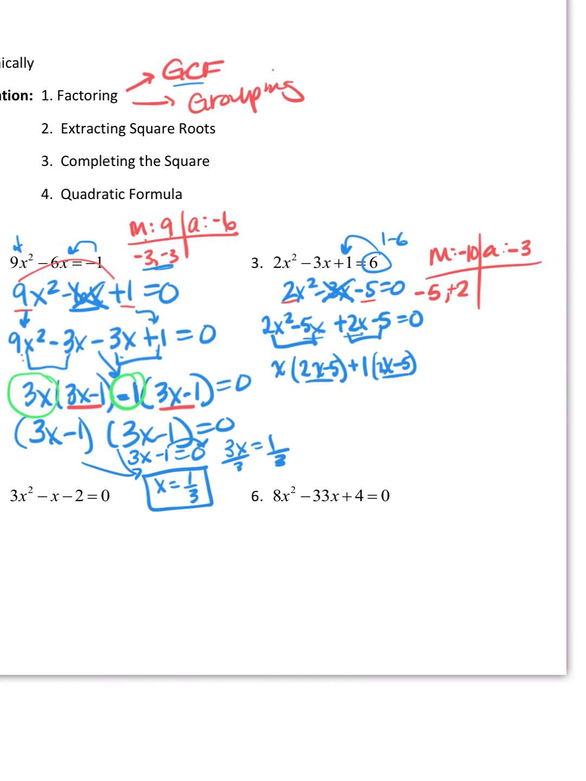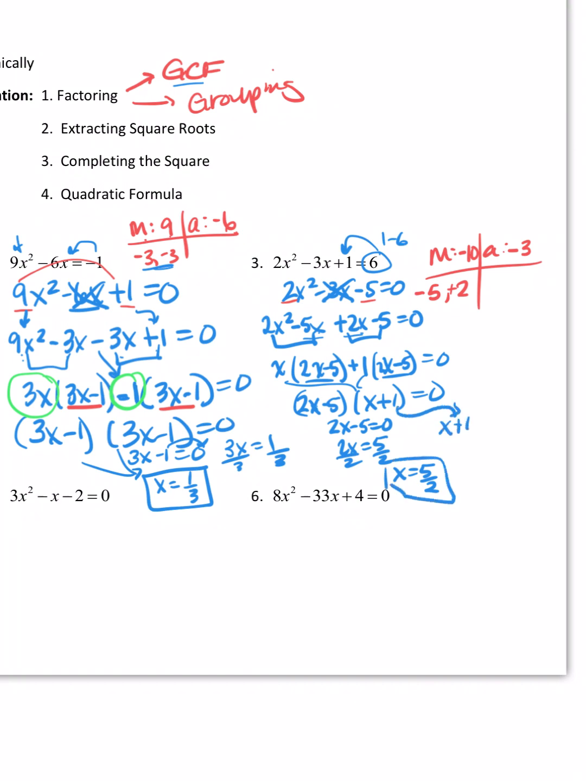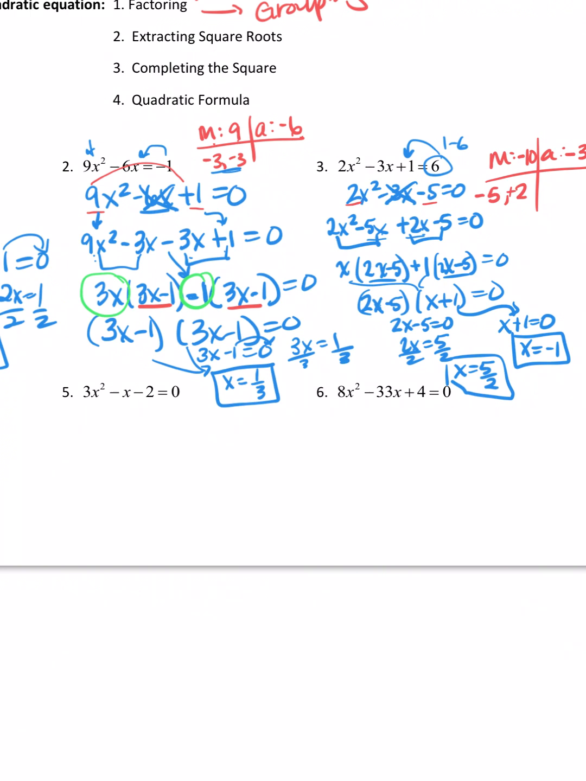Now my 2x minus 5's match, and they should. If you're doing it correctly, that factor should match. So I have 2x minus 5, and then what's left over comes over here, so it'll be x plus 1. Still equal to 0, so I set each of the factors equal to 0 and solve it. So 2x will equal 5, divide by 2, x equals 5 halves. And then I bring this one over here, so x plus 1 equals 0, so that means x is negative 1.